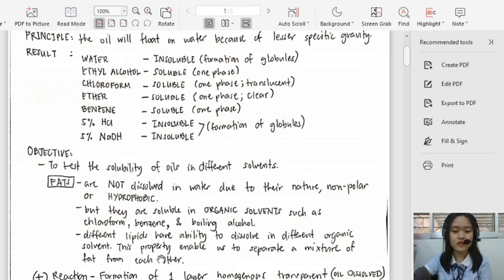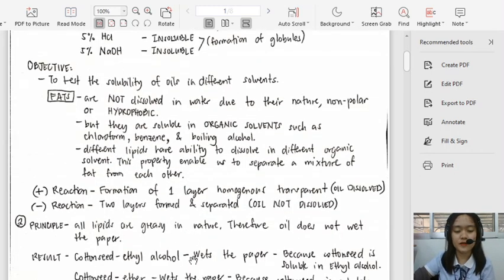So, this property enables us to separate a mixture of fat from the other, or from each other. So, positive reaction niya, formation of one-layer homogeneous transparent solution. Okay? So, meaning the oil is dissolved kasi one layer lang.